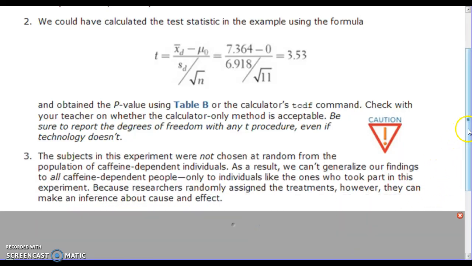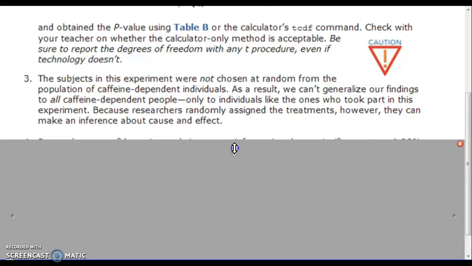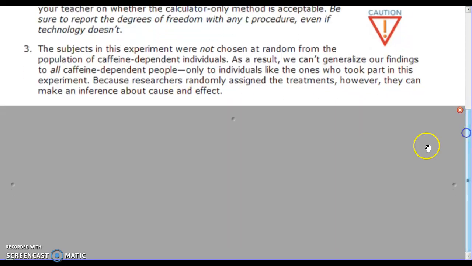These subjects in this experiment were not chosen at random. I mentioned that already. We cannot generalize our findings about all caffeine-dependent people, just the people in this study. However, because it was a randomized experiment, we can make a cause and effect conclusion. So we can say that for these people, it was the caffeine pill or placebo that did make the difference.